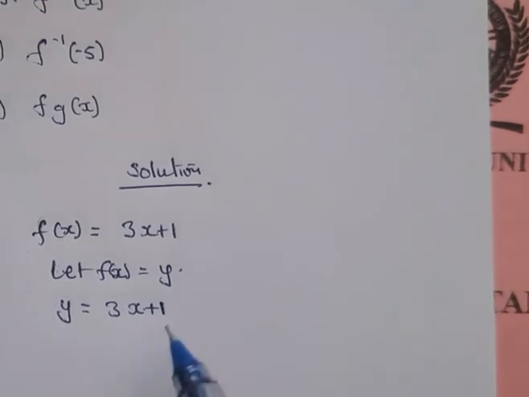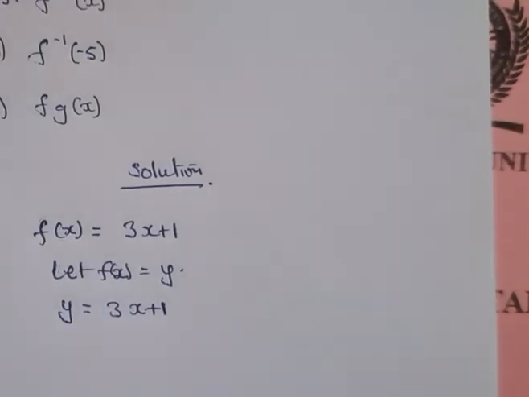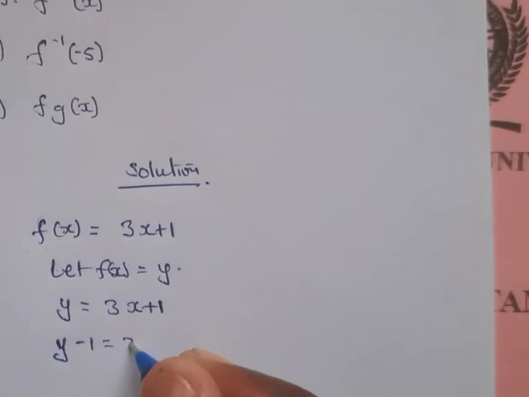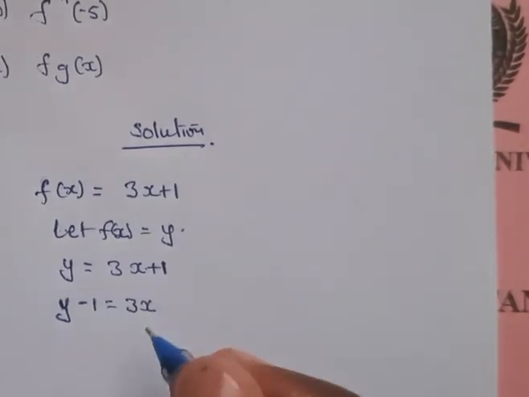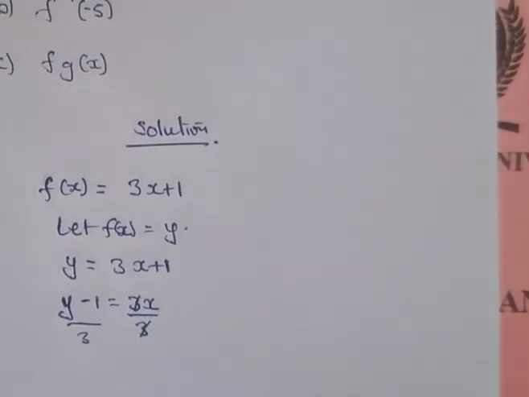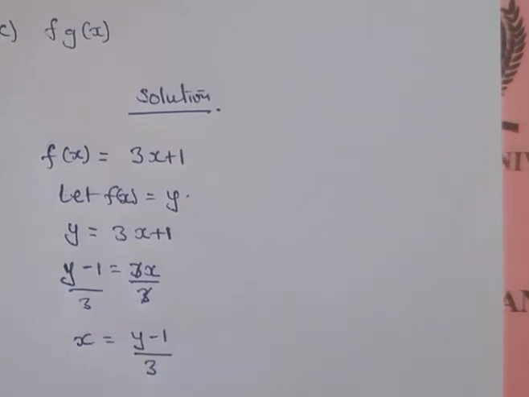So how do we do that? We're going to move this positive 1 to the other side. Whether we move this one there or this one here, we'll still end up with the same answer. So now on this side, we're going to have y minus 1 is equal to 3x. And then from here, we divide here by 3, and here by 3, so that when this one and this one cancel each other, we'll remain with x. And then from there, we have x is equal to y minus 1 over 3.